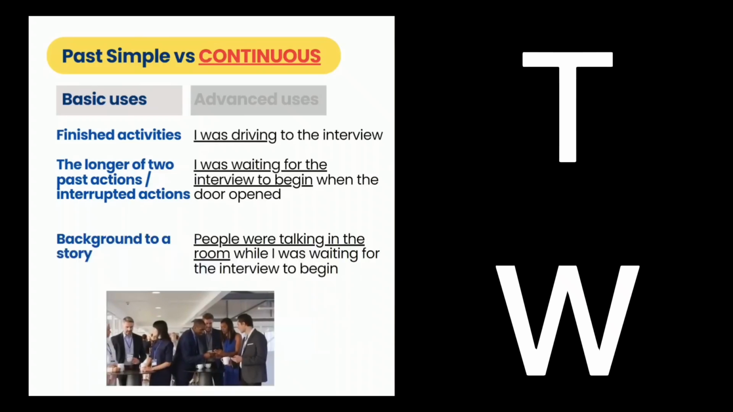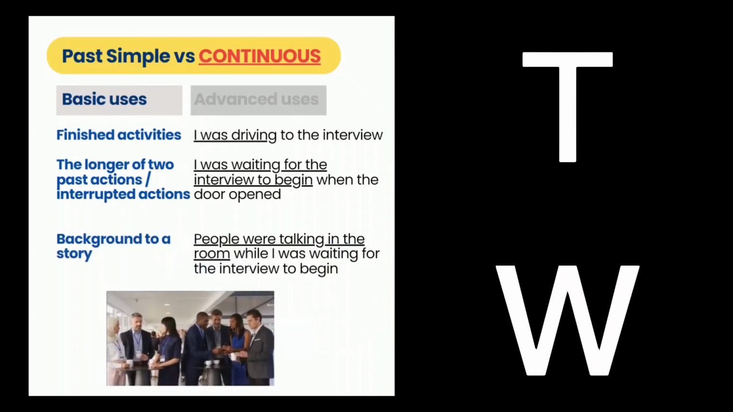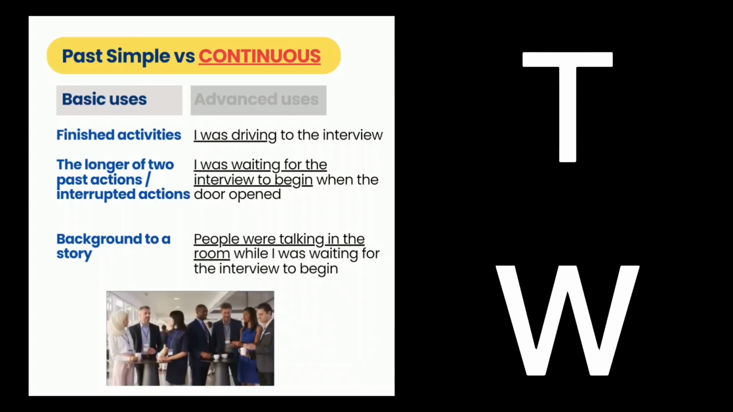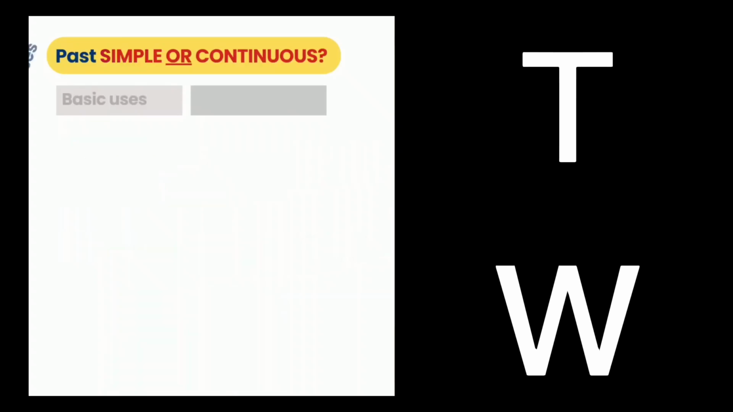Or if you're giving background to a story, use the past continuous. People were talking in the room while I was waiting for the interview to begin. It wasn't the main part of the story. People talking in the room was just something happening around the story. So use the past continuous to show that it's background information.